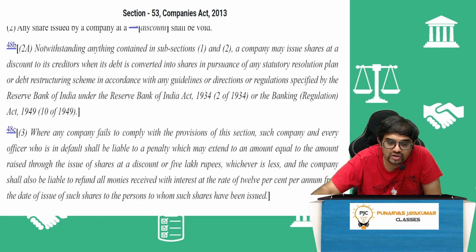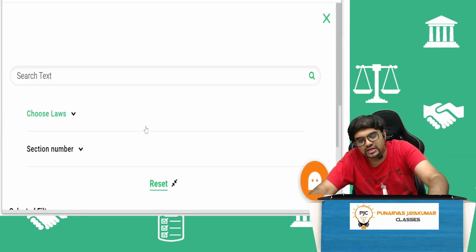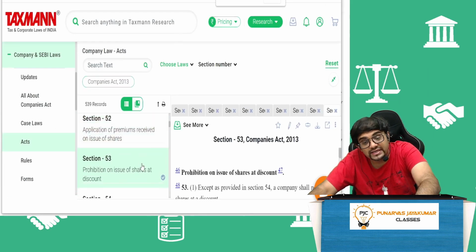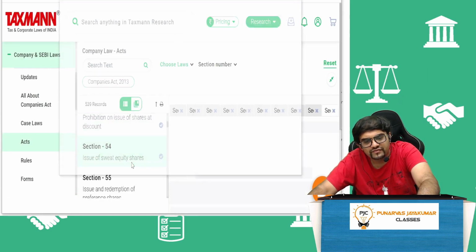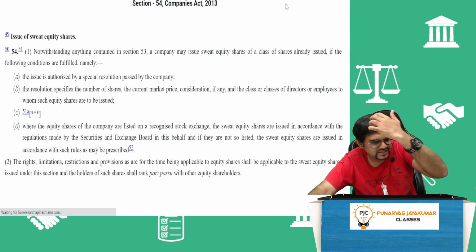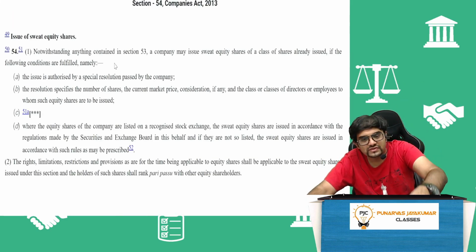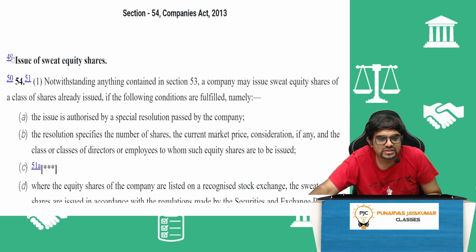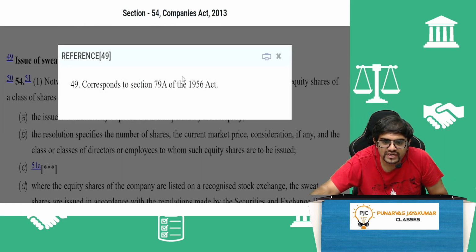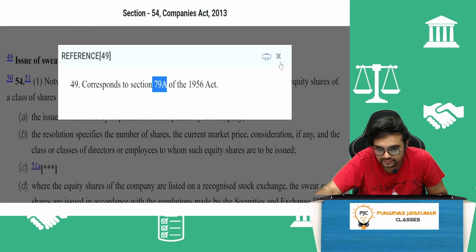Based on strong recommendations, in the Companies Amendment Act 2000, same year, section 54... I mean, that was the old law, the 1956 law. A different section was there. Sweat equity shares was inserted. See, 79A was inserted. 79, 80 were there. 79A was inserted in 2000, in the 1956 Act.